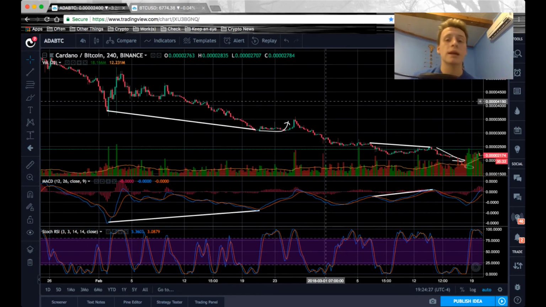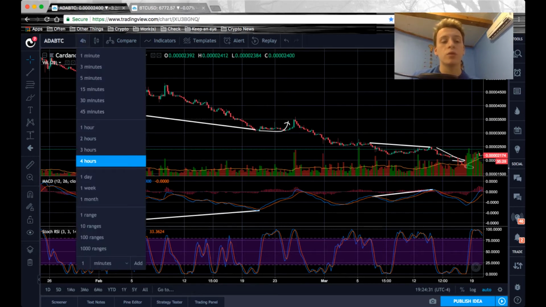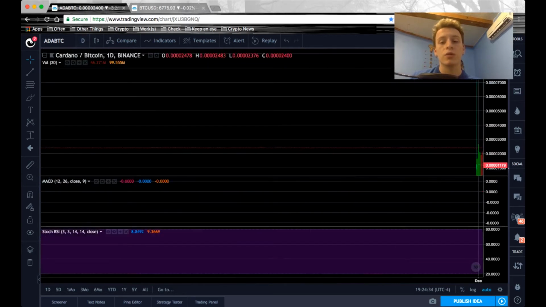The second tip, like I said in the very beginning, is use longer time frames. The longer the time frame you use, the easier it'll be to use divergence.